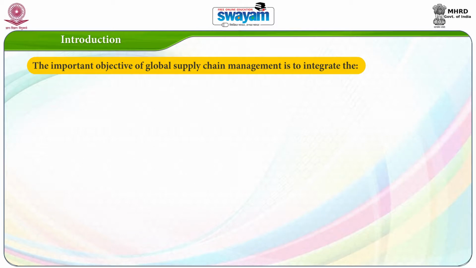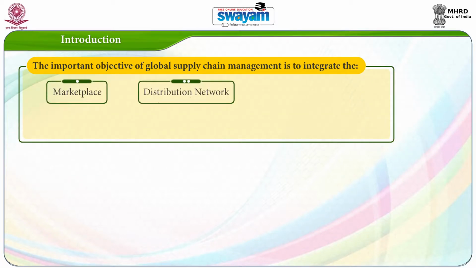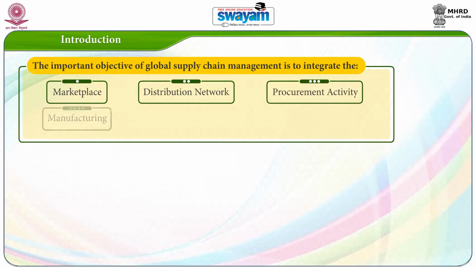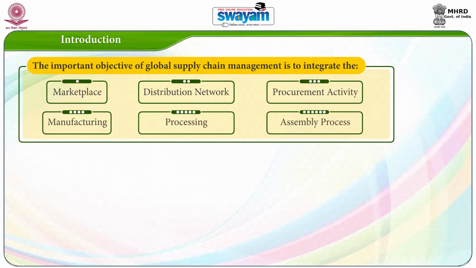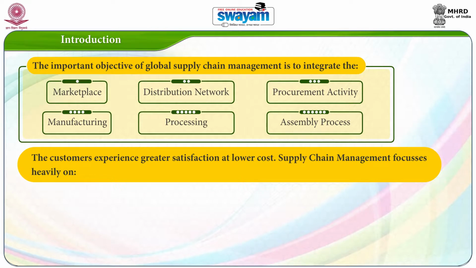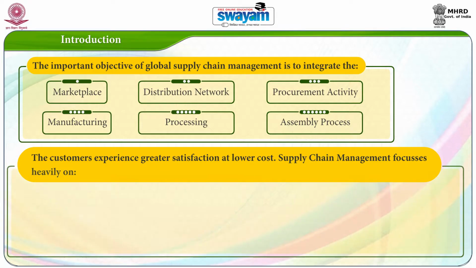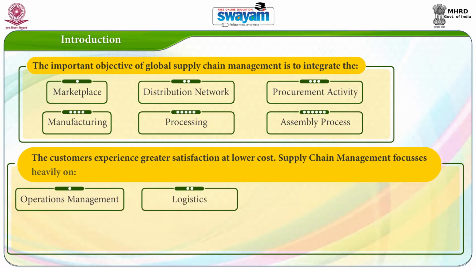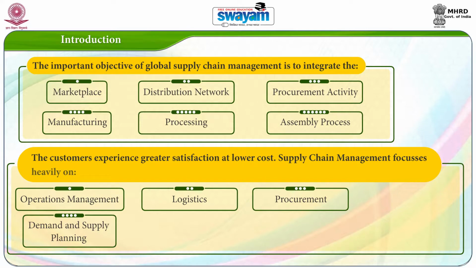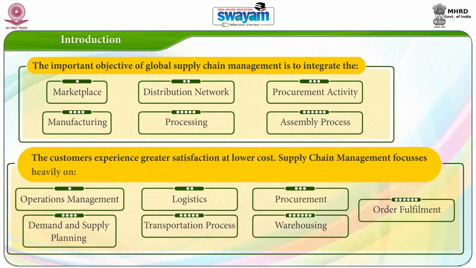The important objective of global supply chain management is to integrate the marketplace, distribution network, procurement activity, manufacturing, processing, and assembly process in such a way that customers experience greater satisfaction at lower cost. Supply chain management focuses heavily on operations management, logistics, procurement, demand and supply planning, transportation process, warehousing, and order fulfillment.